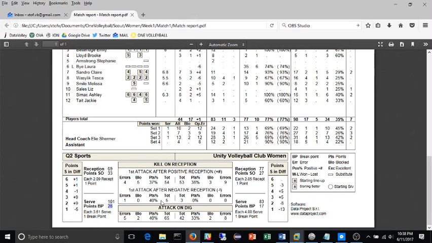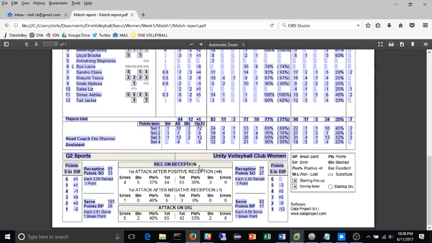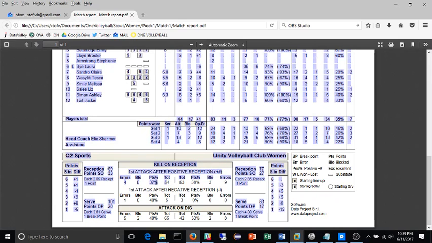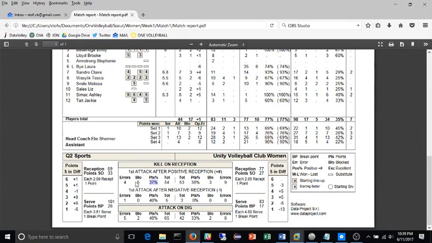The part in the middle is the number of kills, either on first ball contact, that's what it's called, on reception, right? So on perfect reception and bad reception, or in transition, which is what they call dig. So the way you read that is in the first attack after positive reception, so when it's a perfect 2 or 3, Q2 attacked 54 times, scored 37% of the time, was blocked 5 times, and had 4 attacking errors. Versus Unity, it's 53 times, 38% kill, 3 blocked, 9 attacking errors.